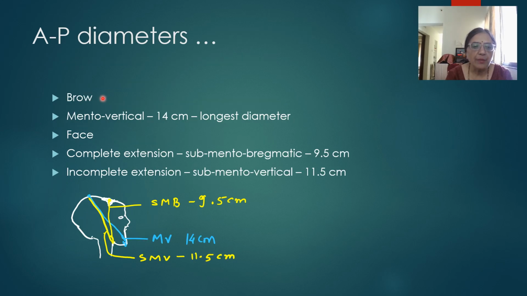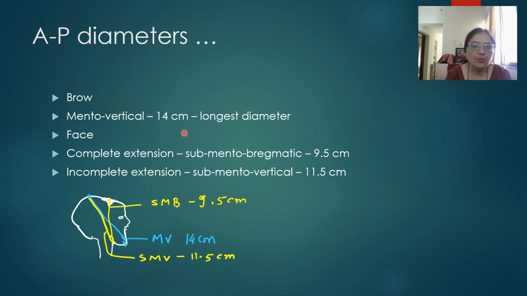If brow is the presenting part, then the largest diameter of the fetal head is getting presented, which is called mentovertical, from the tip of the chin to the highest point over the sagittal suture. That is mentovertical, and this is 14 centimeters. As we have already seen in the last class on the maternal pelvis, the largest diameter of the maternal pelvis is 13 centimeters, which is transverse at the inlet and anteroposterior at the pelvic outlet. No diameter is greater than 13 centimeters, and that is the reason if it is a persistent brow presentation with an average size baby, vaginal delivery is not possible.